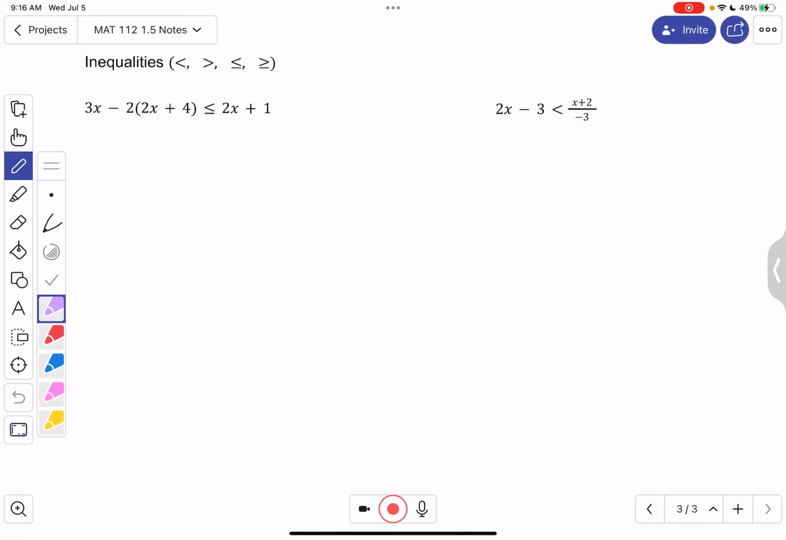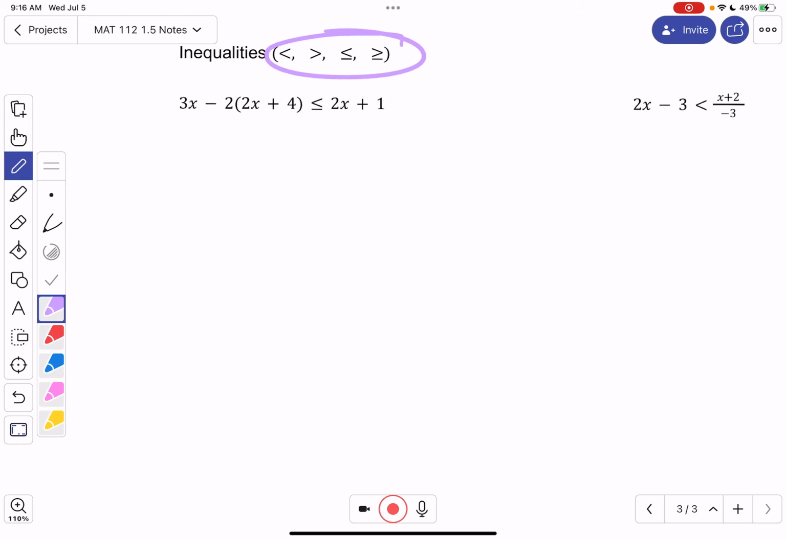All right, so inequalities. That's when you have your less than, greater than, less than or equal to, greater than or equal to. You solve them exactly the same way. There's only one step that's different, which I'll show you in this first one.